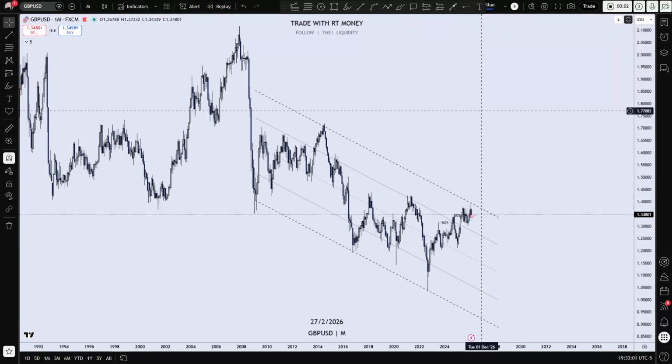Welcome to another weekly Forex Forecast. We're looking at the pound USD cable.